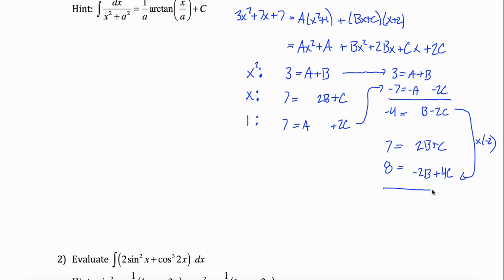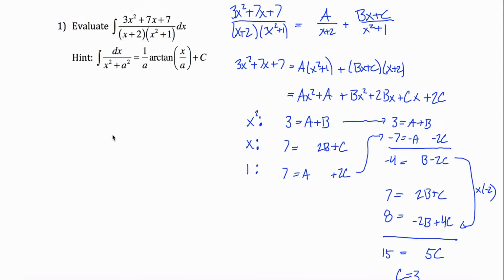Now if I add these equations, I get 15 equals, the B's cancel, 5C. Well, that works out really nicely. Then C is equal to 3. Once I know that C is equal to 3, I can solve for the rest. If C equals 3, I've got 7 equals 2B plus 3. So 4 equals 2B, so B equals 2. And if B equals 2, 3 equals something plus 2, so A is 1. A, B, and C are 1, 2, and 3 respectively.